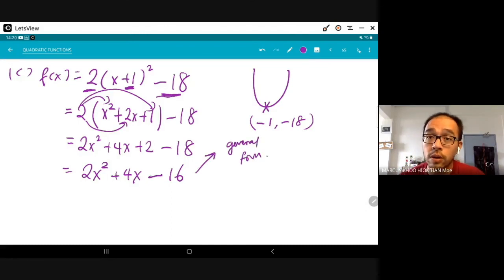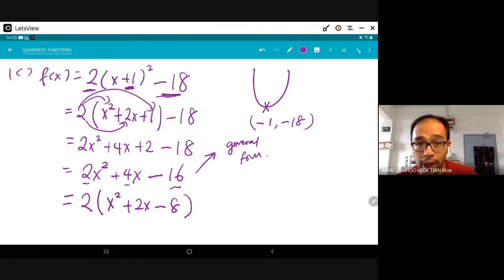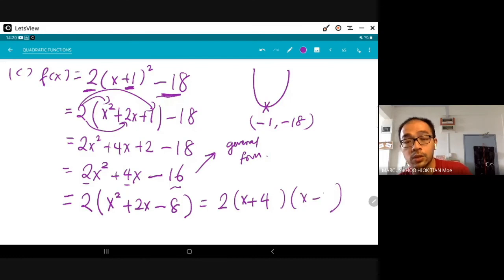Now we want to change to intercept form. Before we do intercept form, we have to factorize first. Factorize out the smallest number, 2. So 2, this will give us x squared plus 2x minus 8. Then when you use EQN, what you will get is 2 and then 2 brackets. So x, I think this is plus 4, and x minus 2. I think that should be it. Yes, it is. So this will be the intercept form.